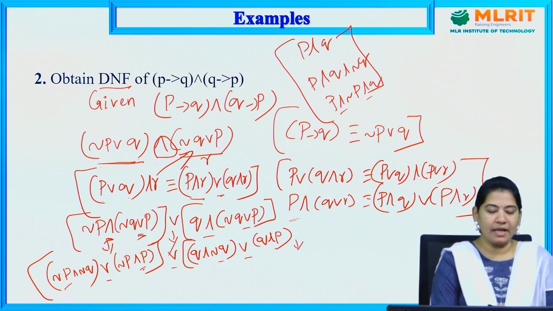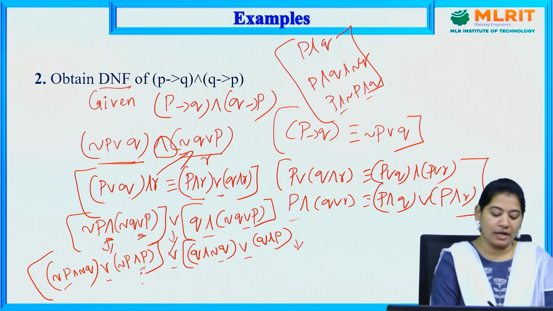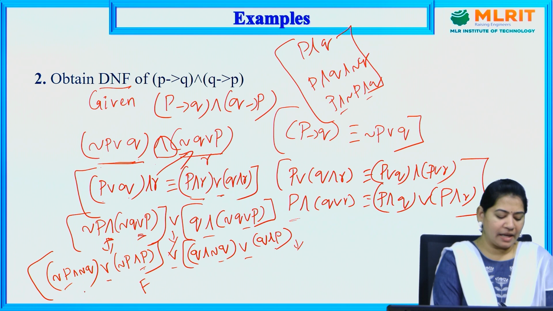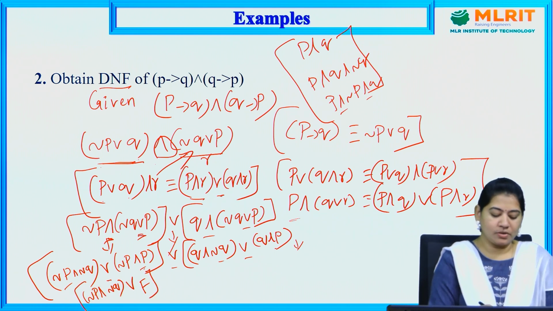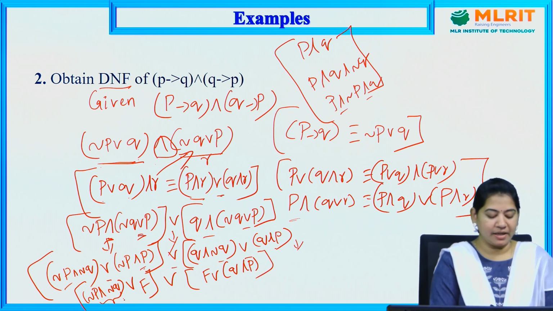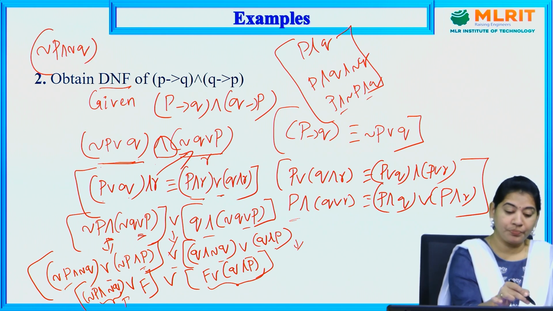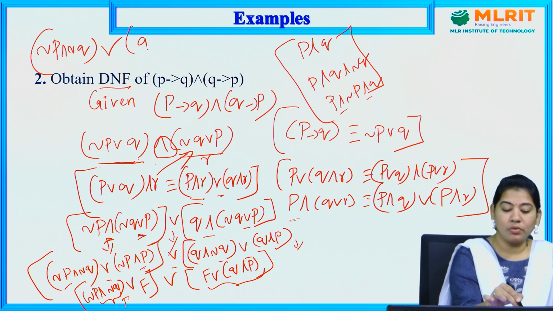So if we observe P and negation P, or negation P and P: negation P and P, in the laws of logic, we have the formula which is called F. And this one as it is: negation P and negation Q, or F. In the same way, or Q and negation Q is F, or Q and P. So F or P is P, here also F or P is P. Then what is the answer you will get here? The final answer is negation P and negation Q, or Q and P.